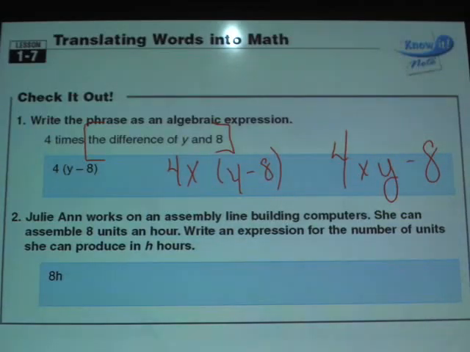But we don't have that here. We don't have a time. The time shows up here as a variable h. But we're still going to do the same thing. So it's not going to be 8 times a number, it's just going to be 8 times our variable. 8 times, in this case, h. Final solution.